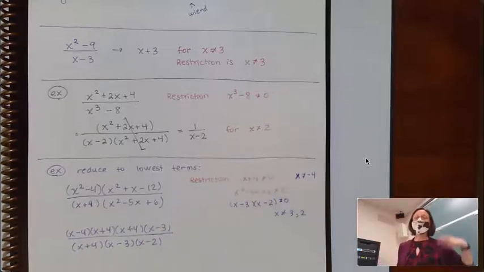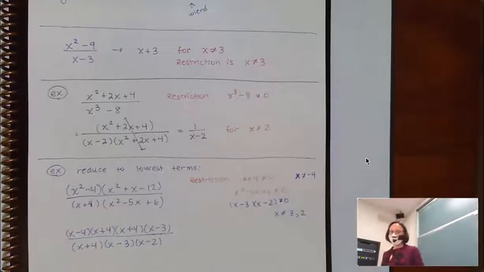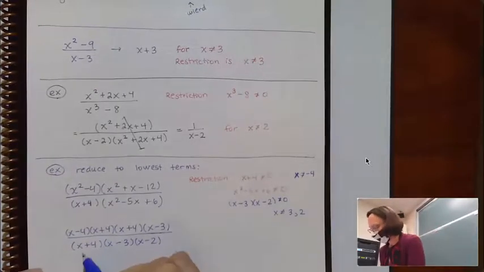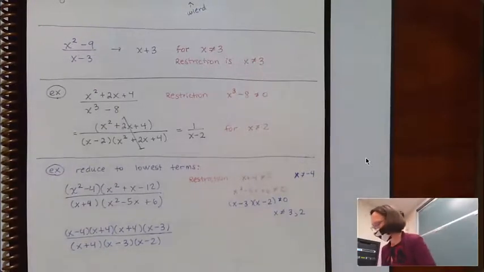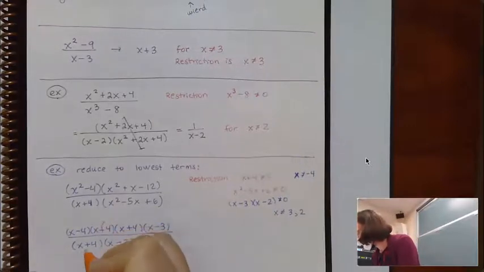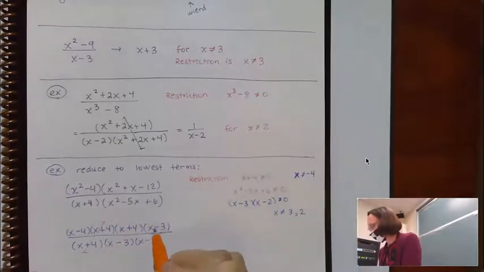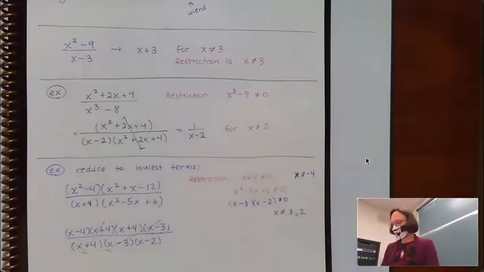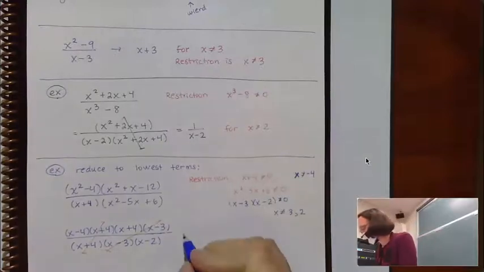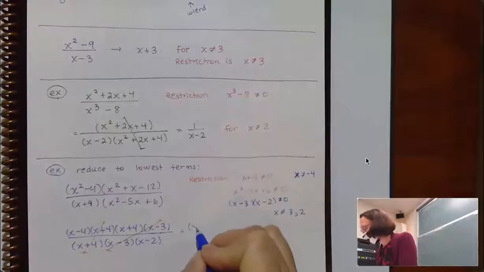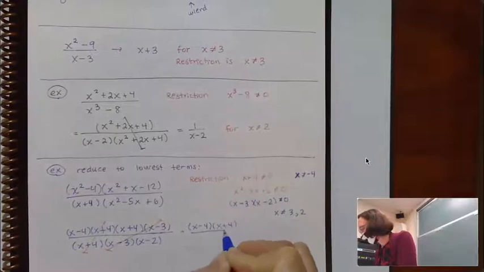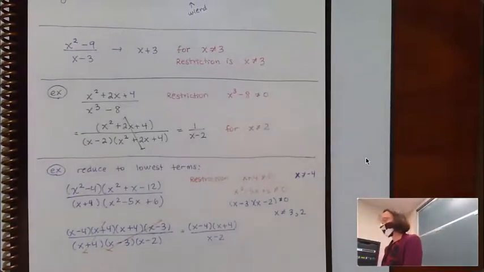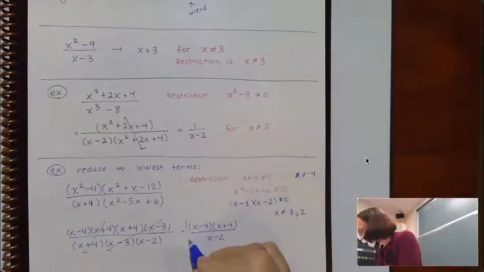Looks good to me. So now in all of that jumble, I'm looking for anything that works out to be 1. So x to the 4th over x to the 4th, that's a 1. X minus 3 over x minus 3, that's a 1. And now on the top, I still have the x minus 4 and an x plus 4. And on the bottom, I still have an x minus 2. So that's the best I can do.